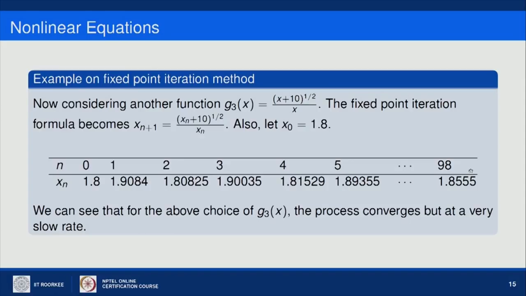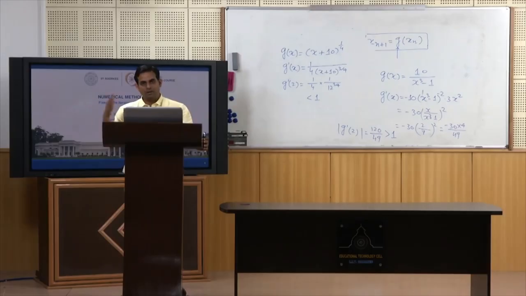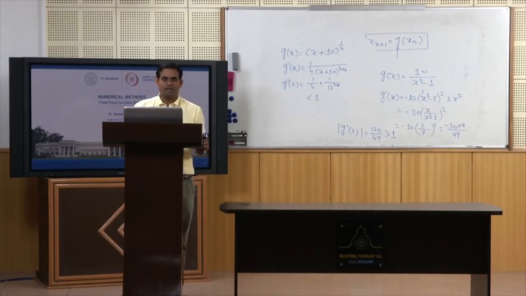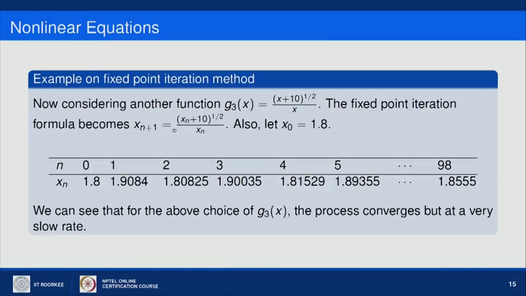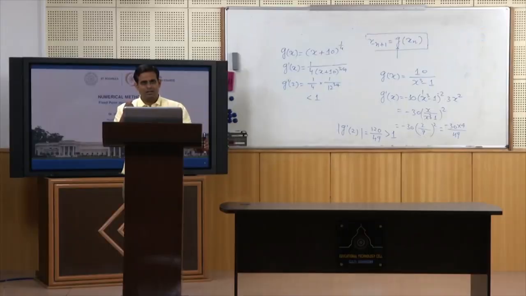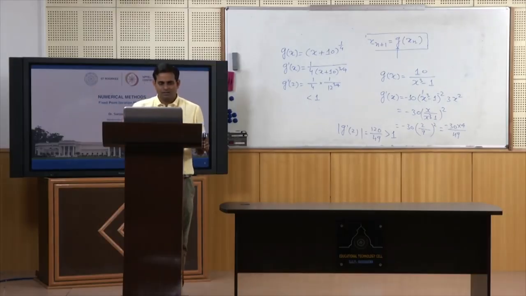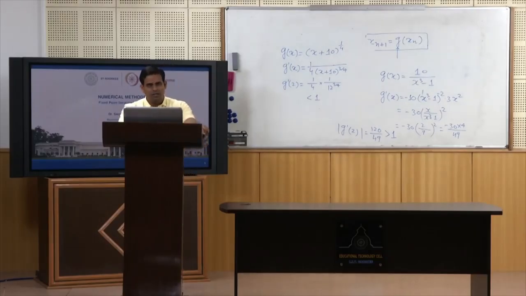So in the earlier method, we took the initial solution a bit far away from the root, still we got convergence in just 5 iterations. Here we take an initial solution close to the exact root, but we need a large number of iterations. However, the method is converging. It is happening because if you find g3'(x) at x = 1.8, it is close to 1, around 0.9 something, and hence we need more iterations. Hence, in this method, the choice of g is very important for convergence.